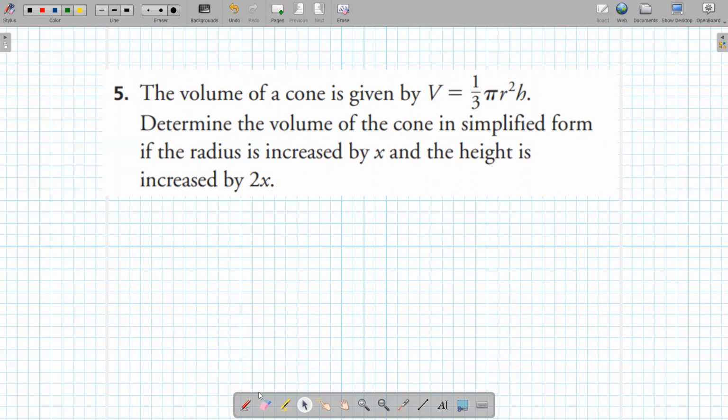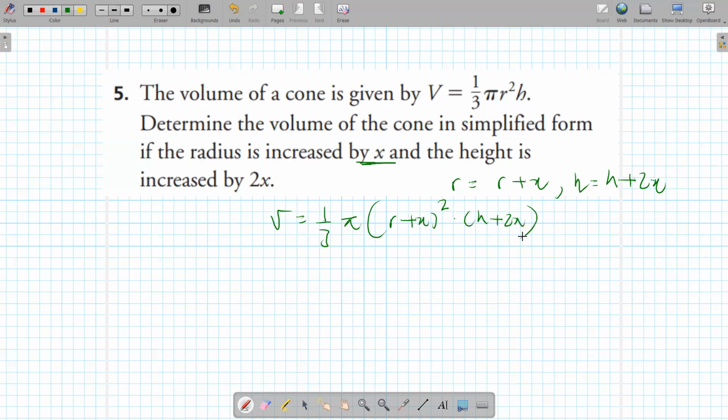It's not that bad, right? So if the radius increases by x, what's the new radius? It's going to be r plus x. If the height increases by 2x, what's the new height? h plus 2x. So the volume of this cone is going to be 1 over 3 times pi times r plus x squared, times h plus 2x, like that. Cool?